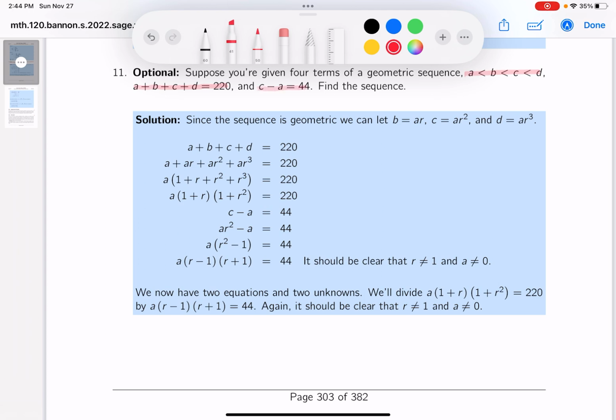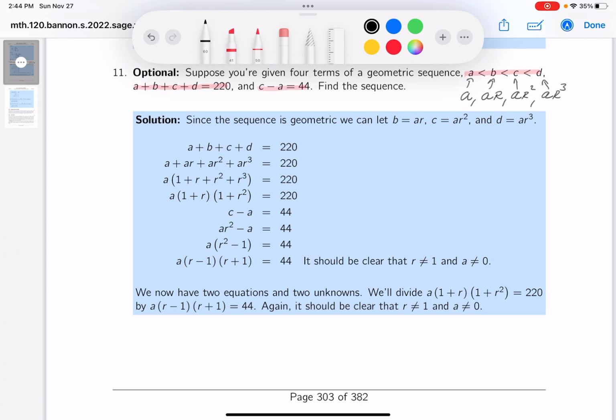All right, so if you have a geometric sequence, the way it would go is A. The next one, the common ratio is R. We don't know what that is yet, but the next term B would be AR. The next term C would be AR squared. And the fourth term, which is D, would be AR cubed. Again, this is A, that's B, that's C, and that's D.